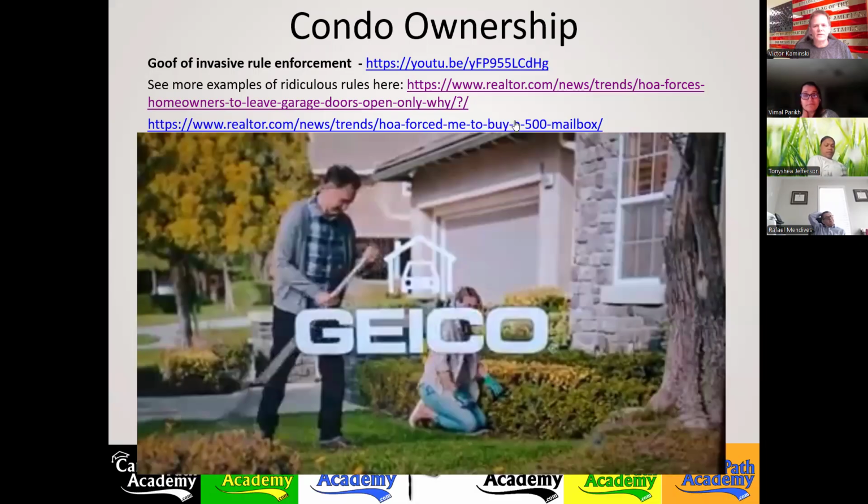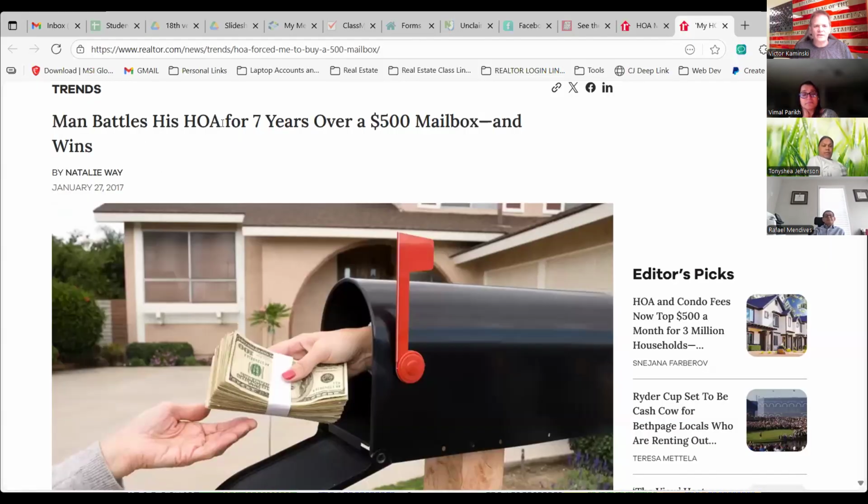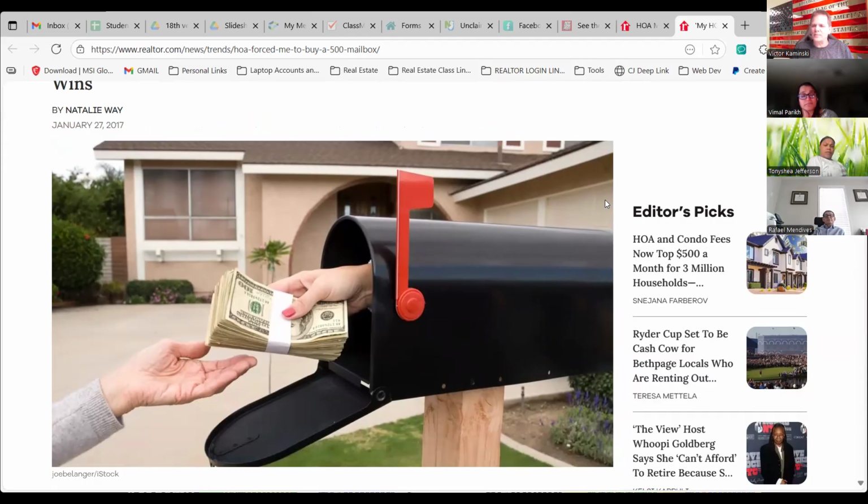What about this one? A condo association. Let me click that link and open that. A man battles with his HOA for 7 years over a $500 mailbox and wins. So basically, he just bought and built his own mailbox, brand new one. And then he got a notice from the HOA that they're going to remove his mailbox and replace it with this other mailbox and bill him $500 for the mailbox.